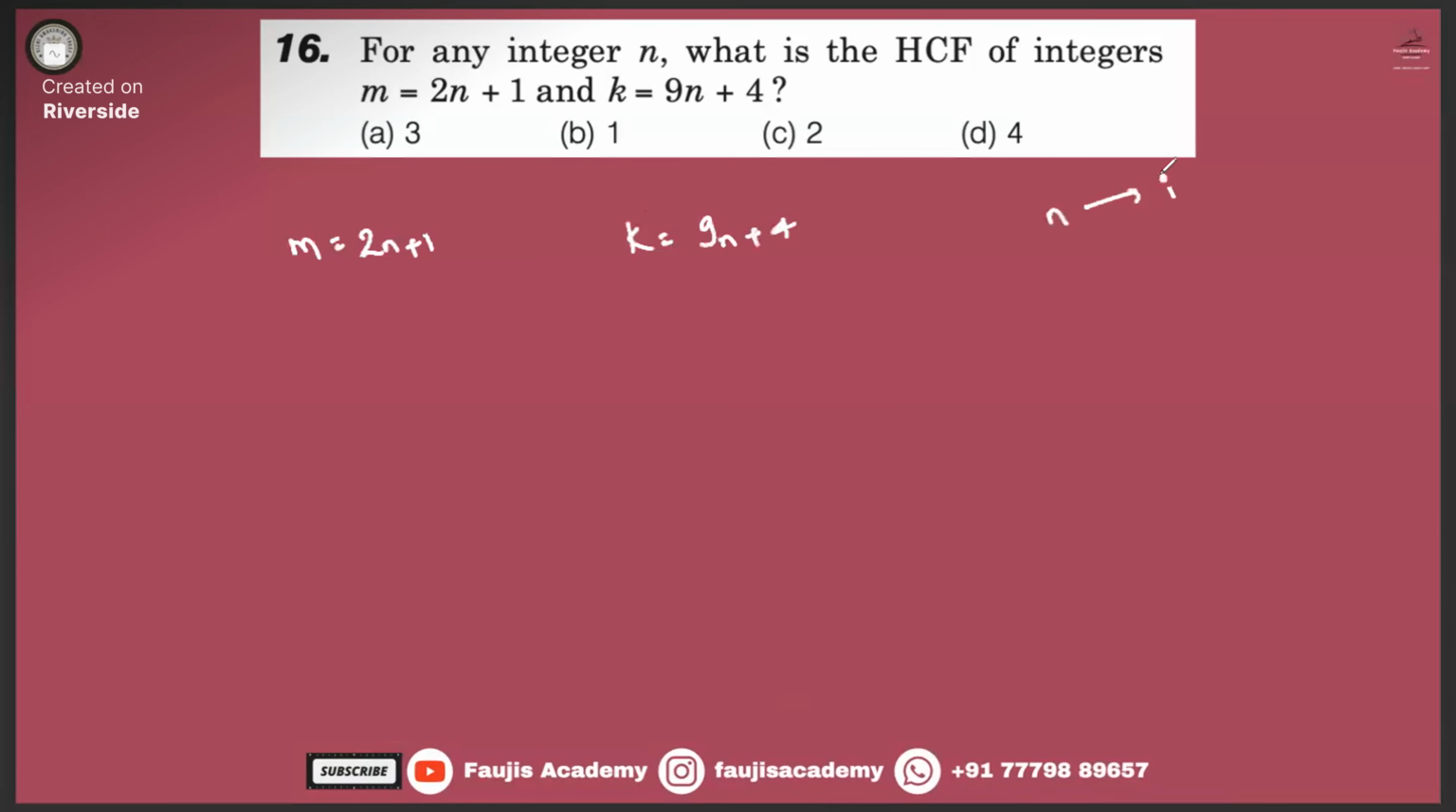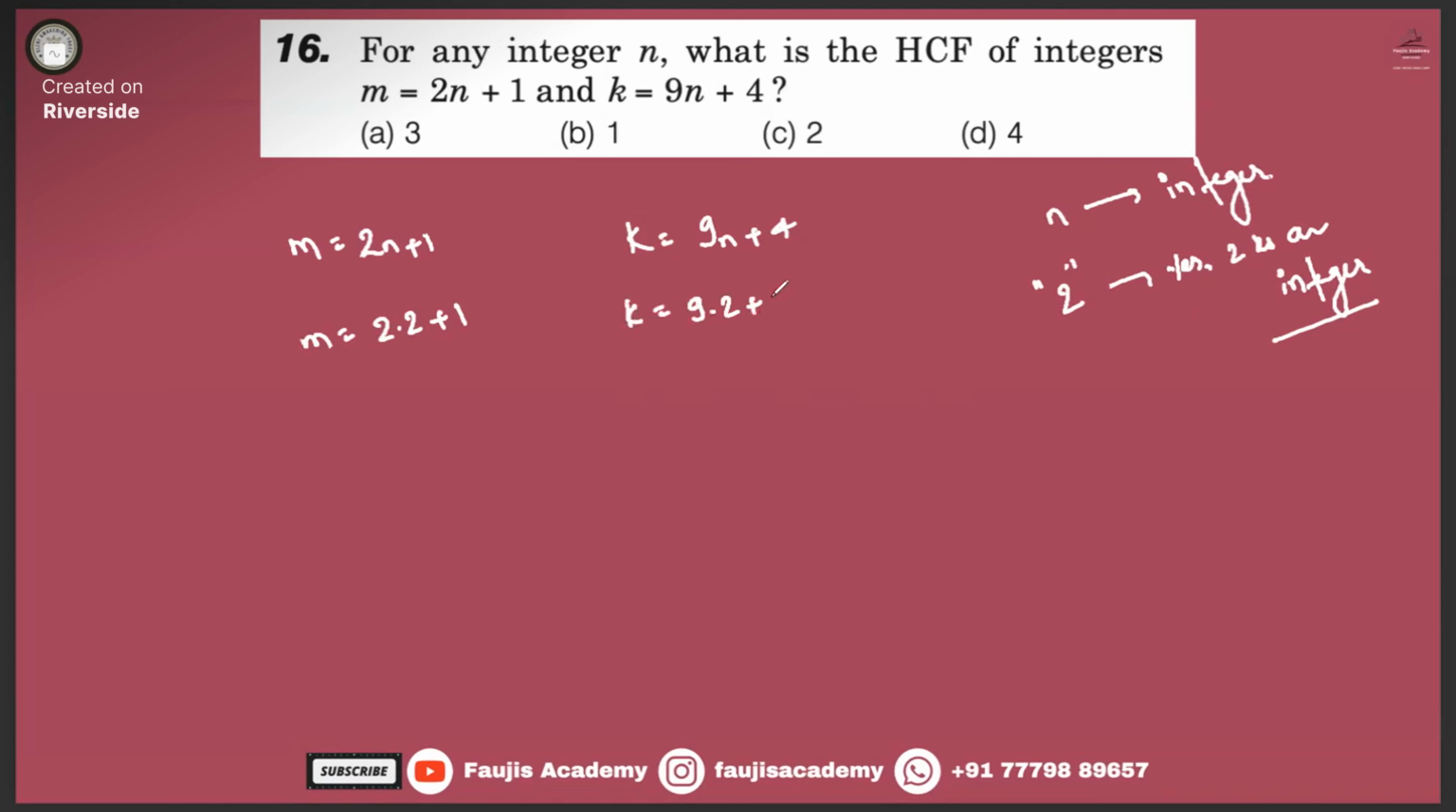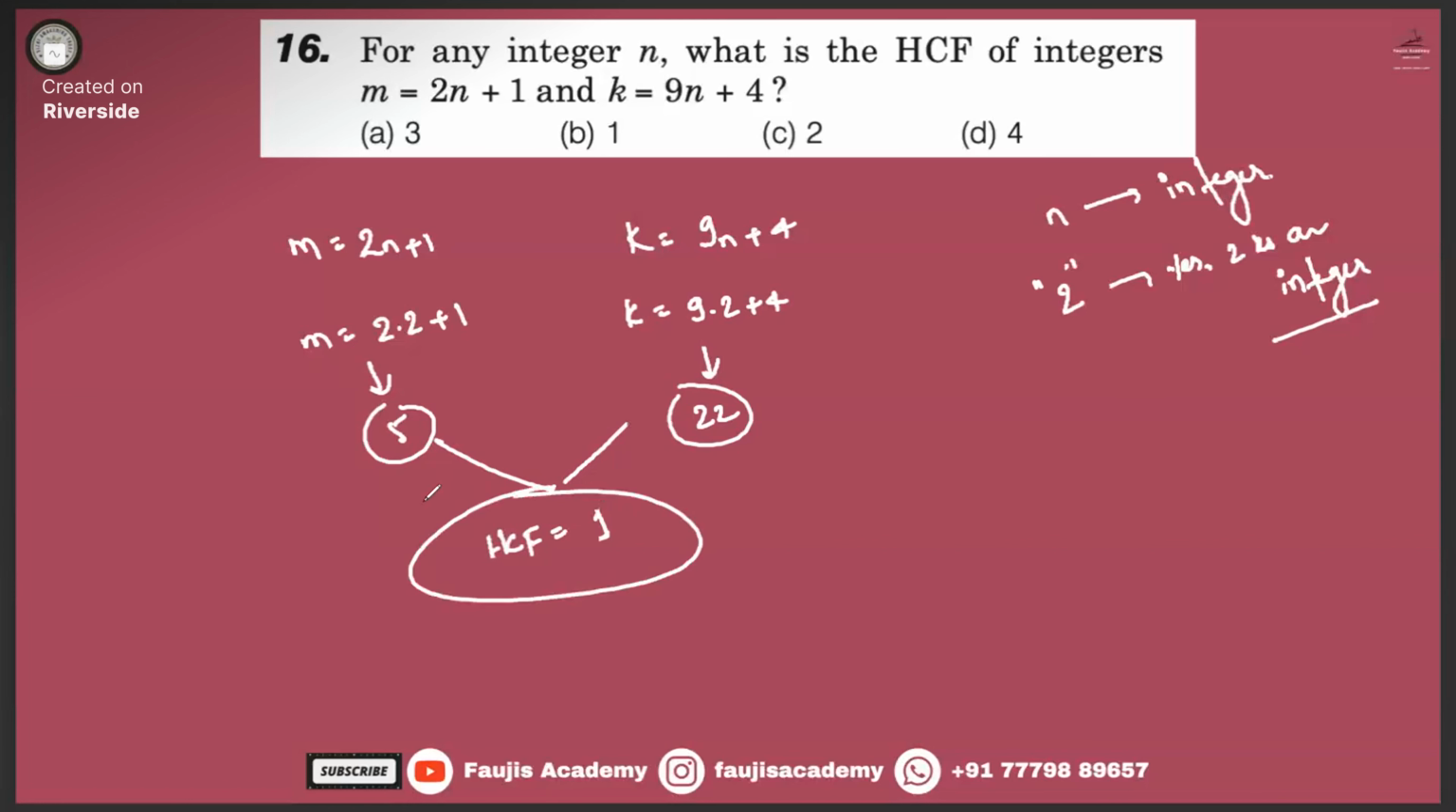Right? For any integer, n is an integer. Is 2 an integer? Yes, 2 is an integer, guys. So that means m is equal to 2 into 2 plus 1, k is equal to 9 into 2 plus 4. How much is that? 5. How much is this? 22. What is the HCF, guys? 1.